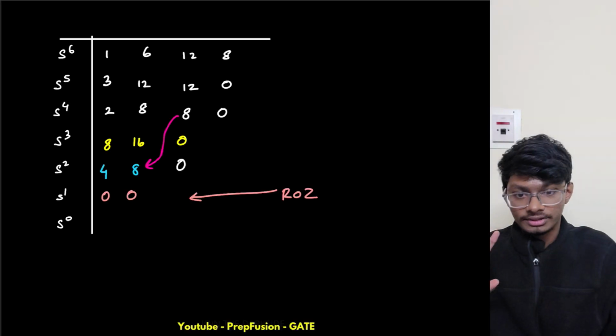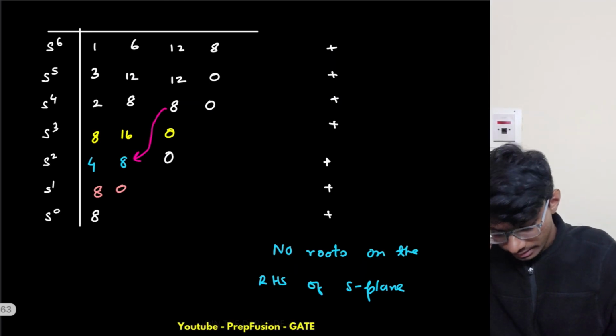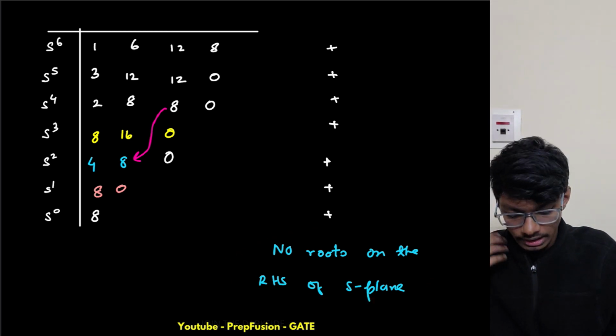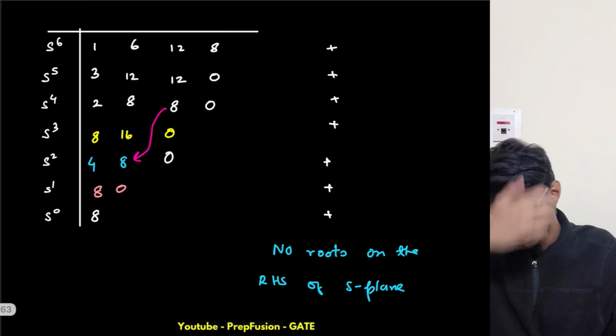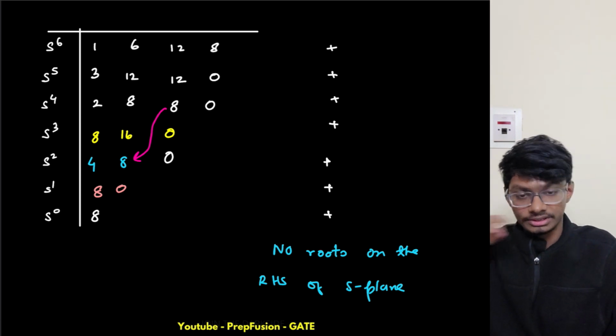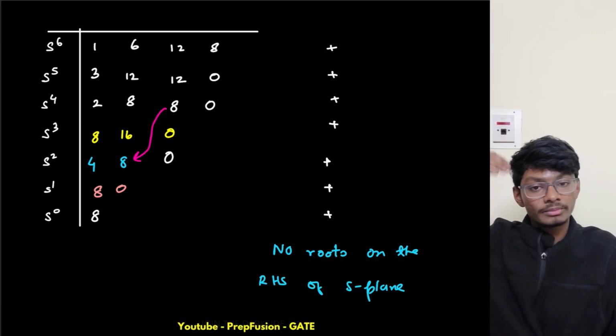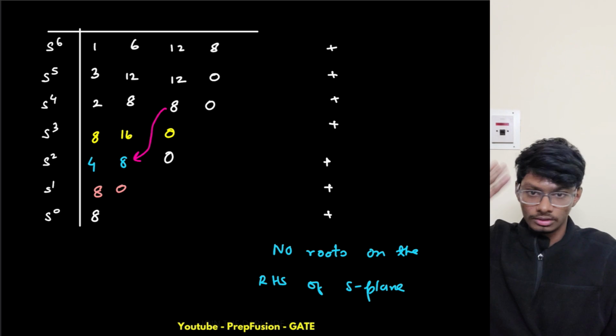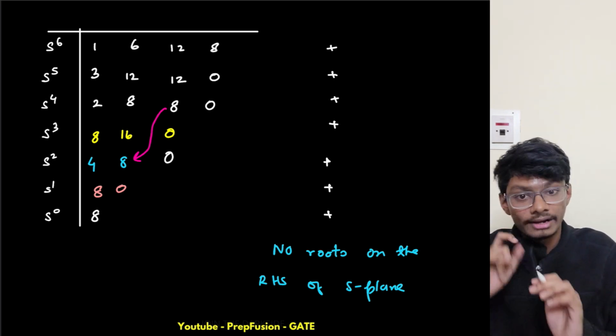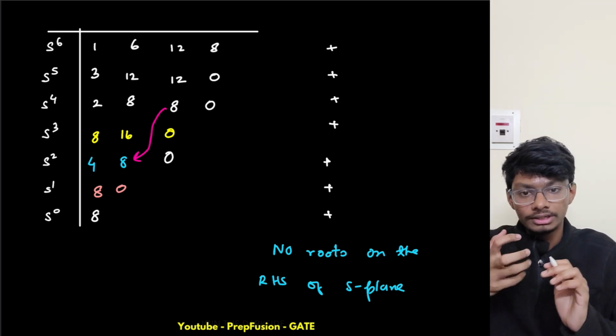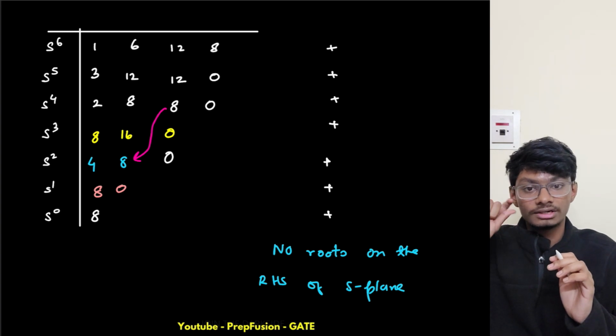So one thing, as I told you, is that there are no roots on the right hand side of the S plane. Also I told you that my roots will lie on the left hand side. They may be complex conjugate, or they may be repeated, or they may not be repeated, lying on the real axis. That may happen, right? So can I find those roots? As I told you, we have a method, the division method.